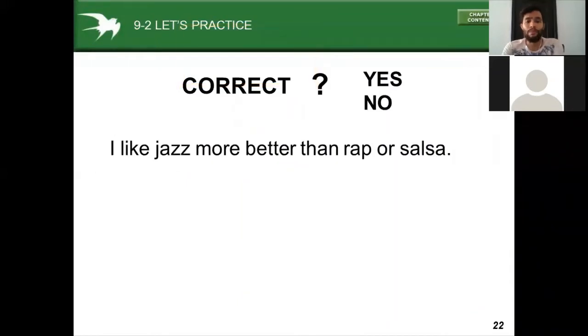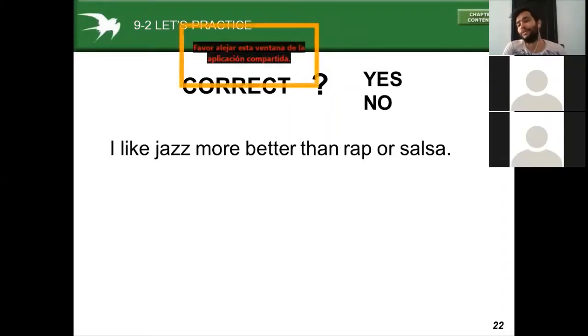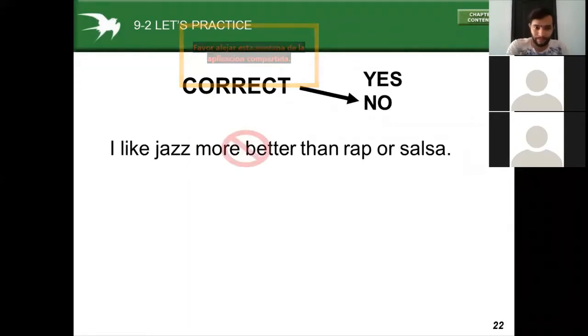I like jazz more better than rap or salsa. Incorrect. Absolutely. And how is the correct form then? I like jazz better than rap or salsa. All right, you can use "better" or "more," but not both of them together, right? Okay, very good, people, very good.